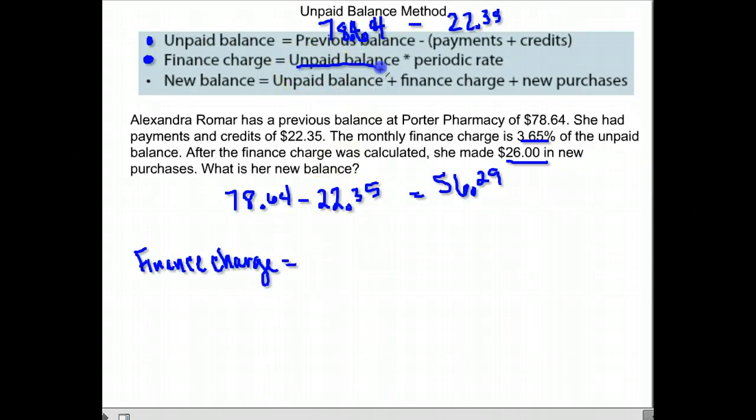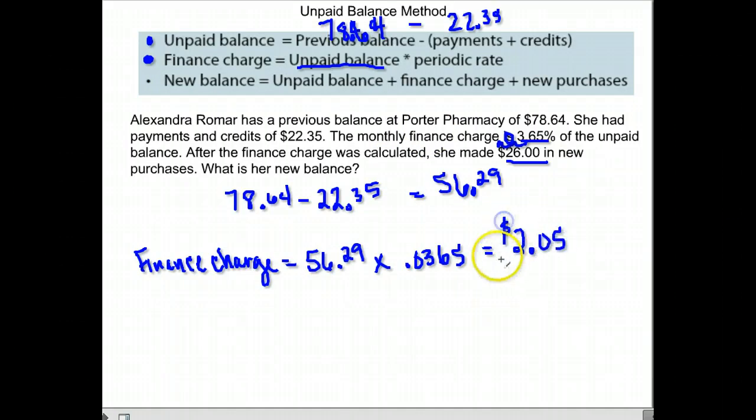Okay, the finance charge is the unpaid balance, which we just found was $56.29. We're supposed to multiply by the periodic rate. In this case, it said it's 3.65%. Move the decimal 2 places to the left so that you can make it a decimal rather than a percent, and you can use it to calculate. So we're multiplying by 0.0365. When I do that, I get about $2.05. That's my finance charge. They're asking me for the new balance, so I need to keep going.